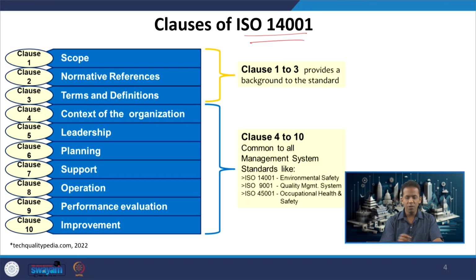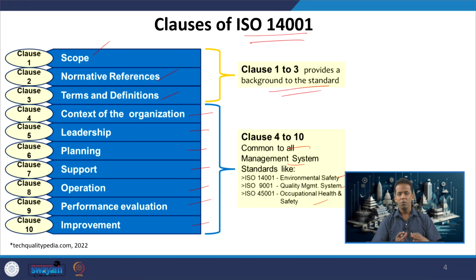There are 10 clauses in ISO 14001, and the first 3 clauses just provide a background to the standard, like what that standard is related to. They include the scope, the references, and the terms and definitions of different terminologies. And clause 4 to clause 10 are common to most management systems like environmental, safety, quality and occupational health and safety. These are different standards, but they are similar because they are concerned with the context of the organization, leadership, planning, support, operation, performance evaluation and improvement.